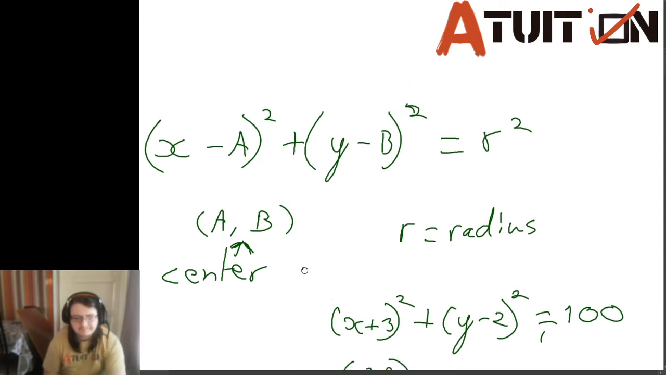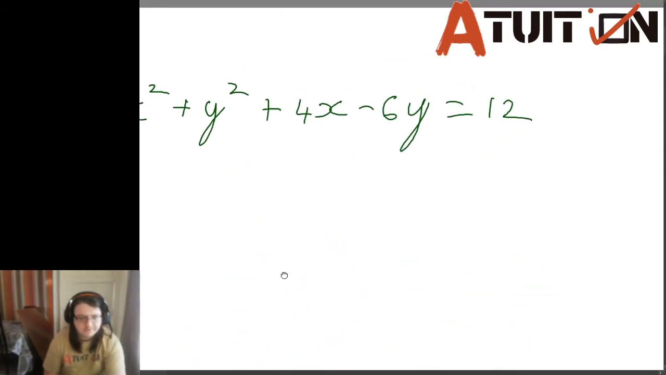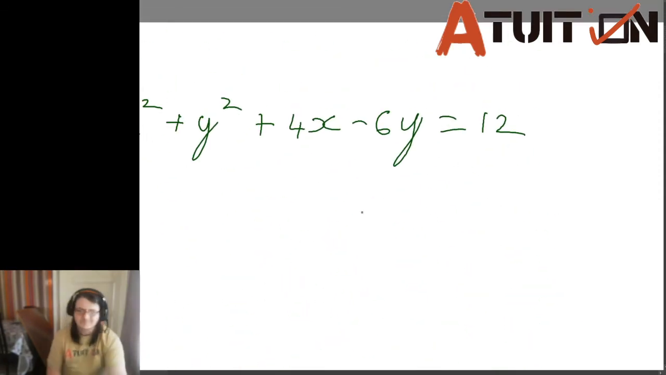Now then, let's go back to this. This doesn't look anything like that. This looks completely different. 12 is not even a square number. What's that going to be? 3 and a bit? Alright, so first of all, we need to get this into the standard format for the equation of a circle. So we need it to look like this.